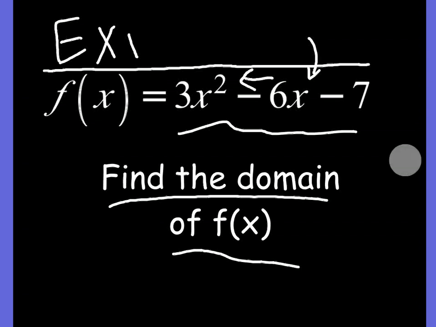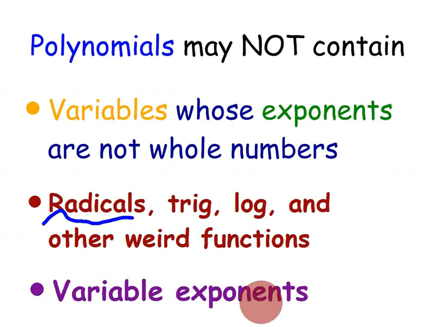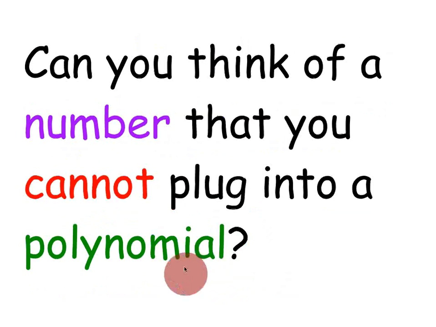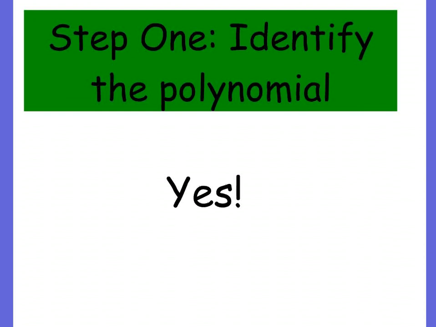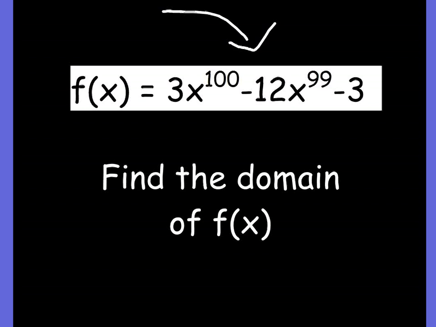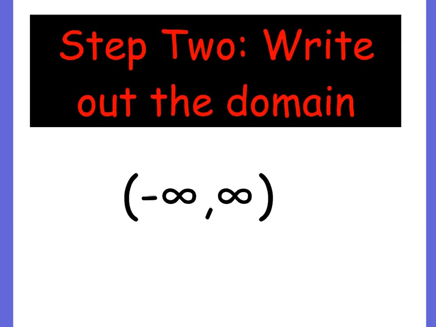So the first question is, is it a polynomial? Well, we got 3x squared, 2 is a whole number exponent, minus 6x minus 7. Yes, it's a polynomial. Whole number exponents, and nothing else weird. So since you can plug in anything and get something back, first of all, yes, it's a polynomial. That's step 1. Step 2, the answer is going to be all real numbers. You can plug anything into a polynomial and get something back.